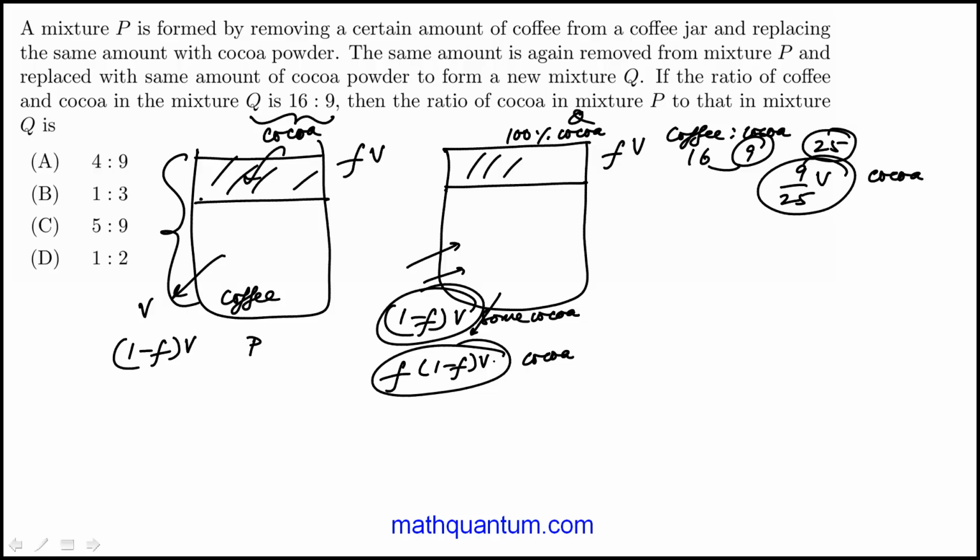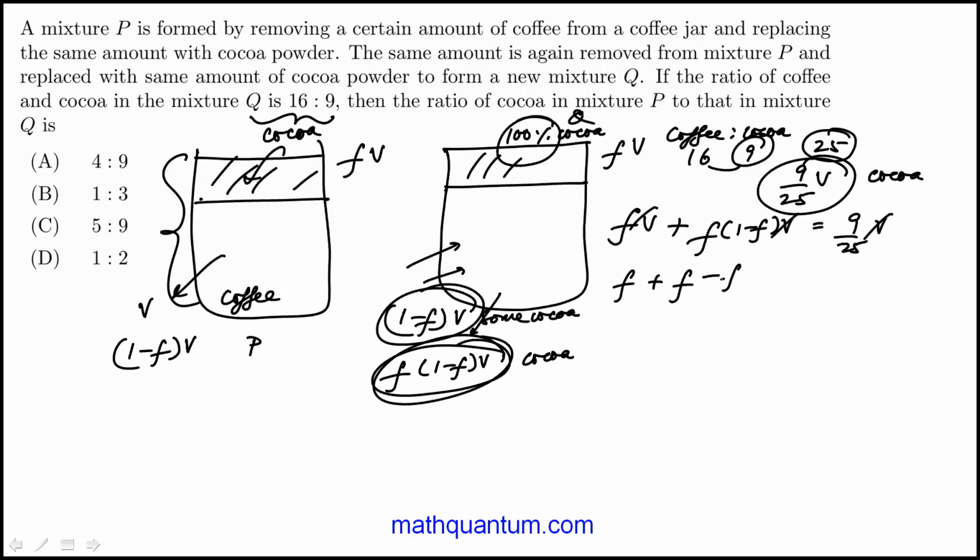So where's the cocoa coming from? Well, this portion here, FV, plus that, which I just explained, has to equal 9/25. And you'll see the V drops out. So this is our equation that will give us what F is. I'll distribute the F here. You'll see this is a quadratic. Move everything to the other side.